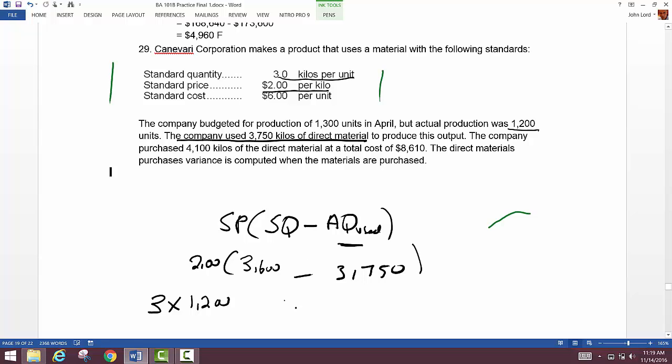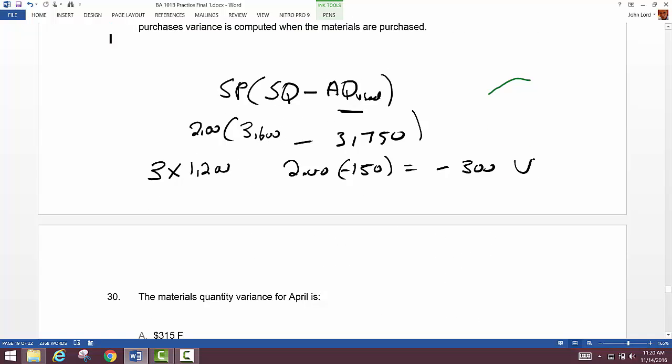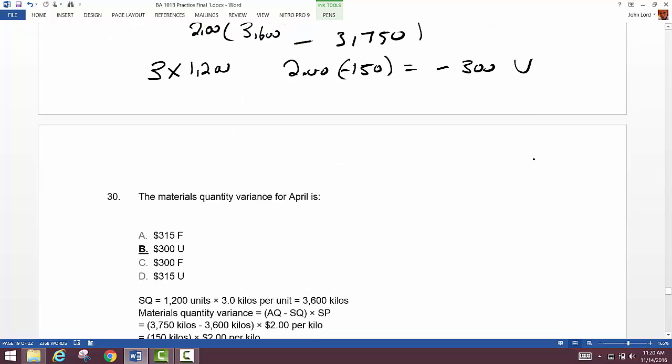Okay, good. So it's $2 per unit. They were supposed to use 3,600. They used 3,750. Even I can do that one in my head. What's that? 150. And that number's negative. So $2 times negative 150 gives me a negative 300. That's unfavorable. Is that the answer to that question? Okay, good.